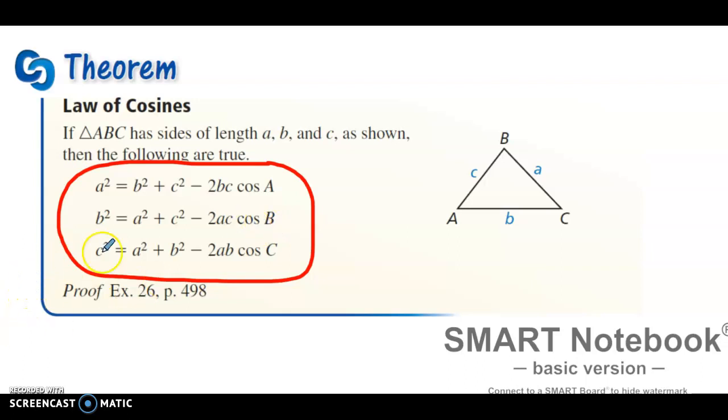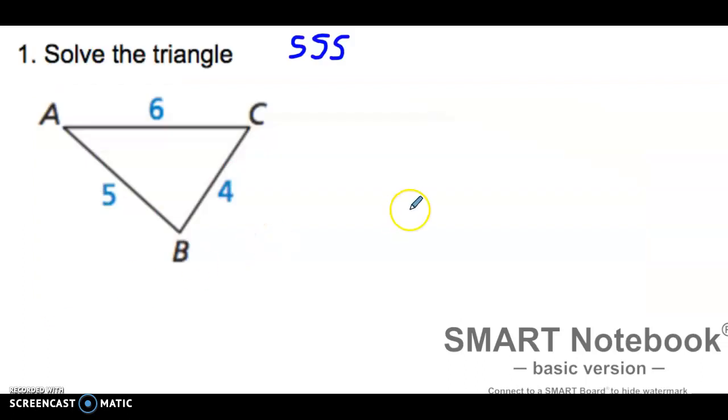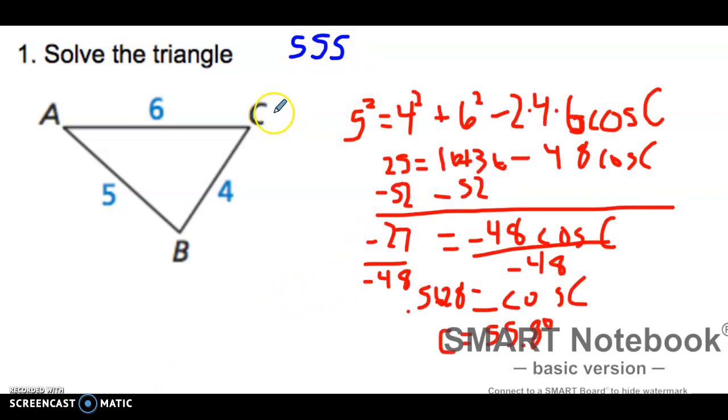So we're going to do some examples showing how we use the law of cosines. Starting with number 1. We're going to solve the triangle, and I like to start by just identifying SSS. Yes, these are the three sides that we know. So I'm going to start by finding angle C, so that C squared is what I start with. I write C squared equals, A is 4, so A squared plus B squared, minus 2 times A times B times the cosine of C. So I just plugged it all into the formula.